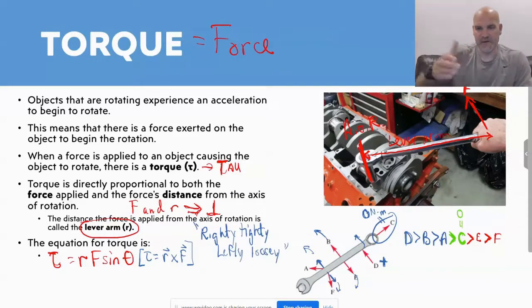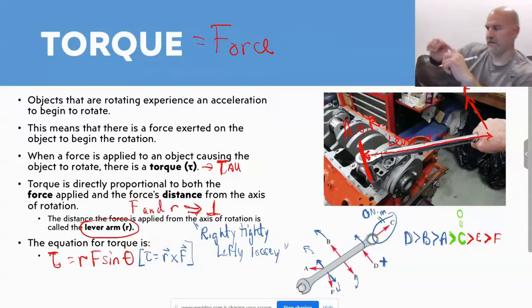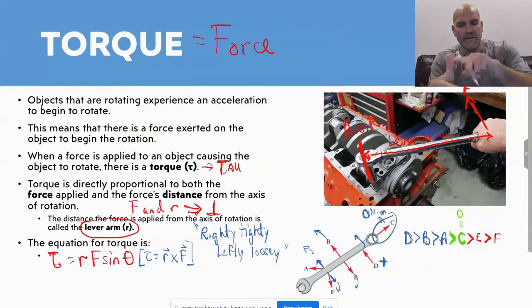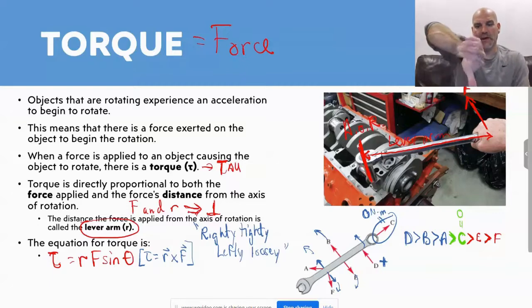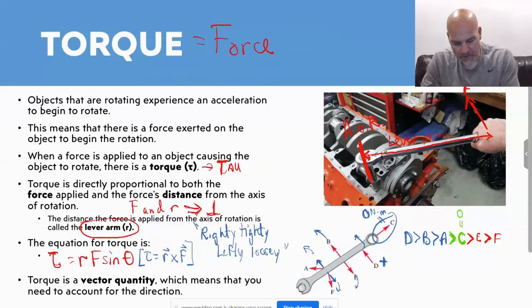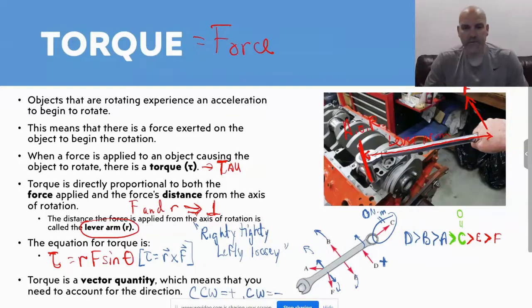The way we determine it is, if I wrap my fingers in the direction of the force, that means I'm going counterclockwise, to the left. Notice my thumb points up, so that means I'm going to loosen that bolt. Now, if I do it the other way, my thumb points down, which means I'm going to the right, which means I'm going to tighten it down. Again, torque is a vector quantity, so counterclockwise is positive, clockwise is negative.